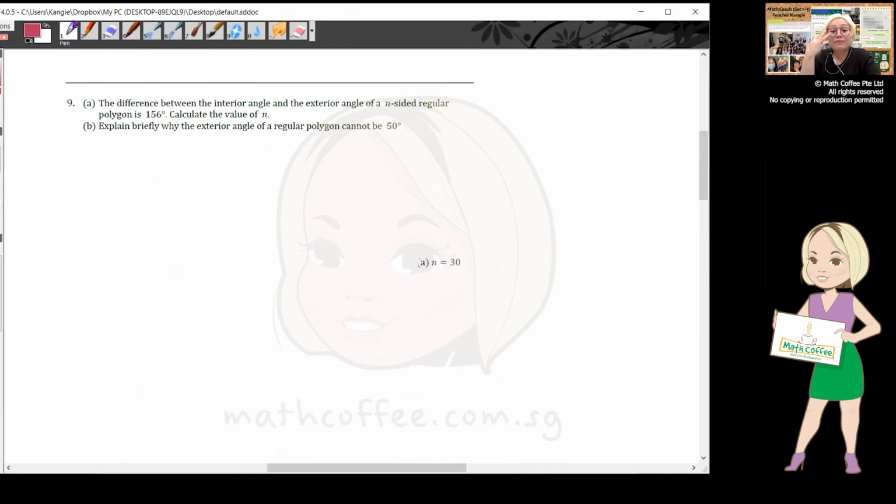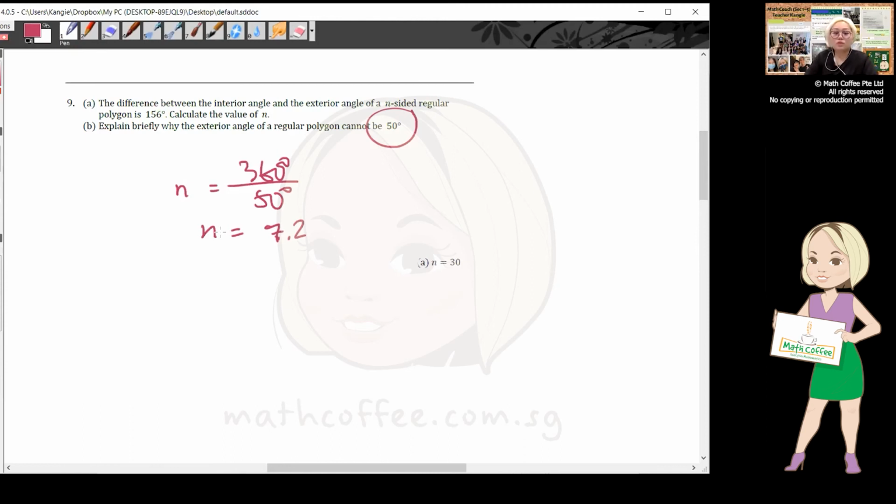Okay, explain briefly why the exterior angle of a regular polygon cannot be 50. Sometimes for explain questions, you can actually do working to show that it cannot be done. So remember, when we want to find the number of sides, we can just use the sum of exterior angles divided by one exterior angle. So assuming my exterior angle is 50, I take n equals 360 divided by 50. And when I get 360 divided by 50, I get 7.2. So now the question is number of sides. Can it be possible that you have 7.2 sides?